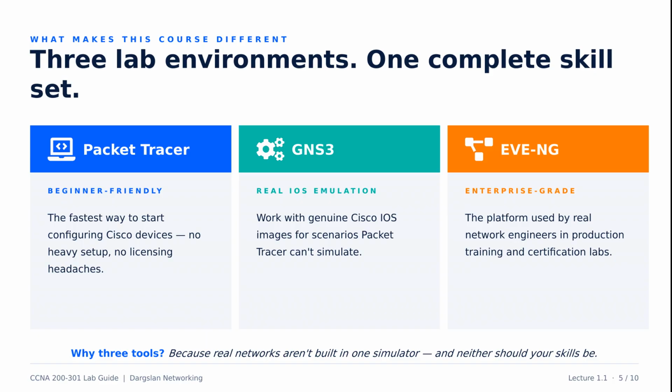This course uses 3 different lab environments, and there's a reason for that. Packet Tracer is where we start. Beginner-friendly, fast, no licensing headaches. GNS3 comes next, with real Cisco IOS images for scenarios Packet Tracer can't handle. And EVE-NG is the enterprise-grade platform used by professional engineers in production training. Why 3 tools? Because real networks aren't built in one simulator, and neither should your skills be. You'll leave this course comfortable in all 3.